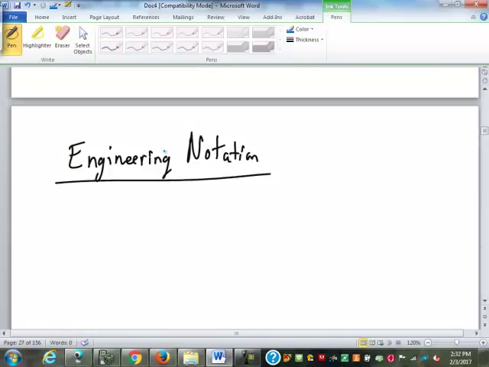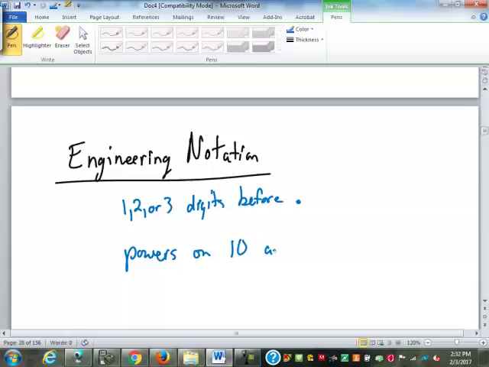Well, in engineering notation, you can have 1, 2, or 3 digits in front of the decimal point. But your powers of 10 are limited to multiples of 3. So in other words, 0, 3, 6, 9, 12, 15, or negative 3, negative 6, negative 9, and so on.